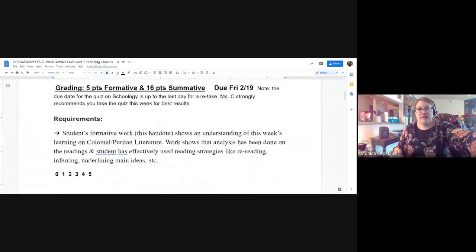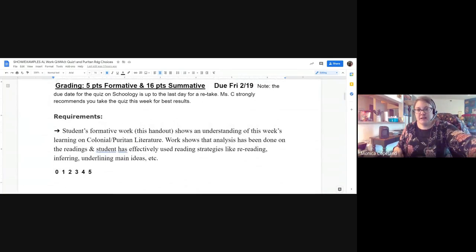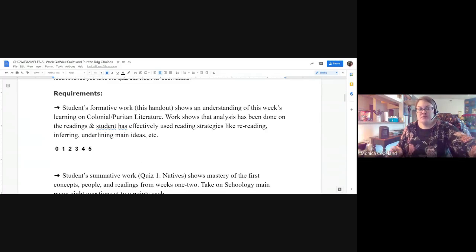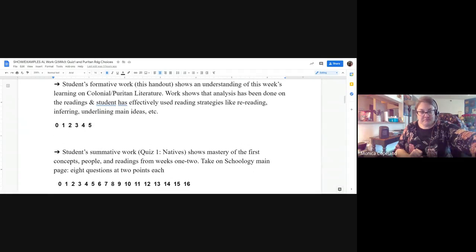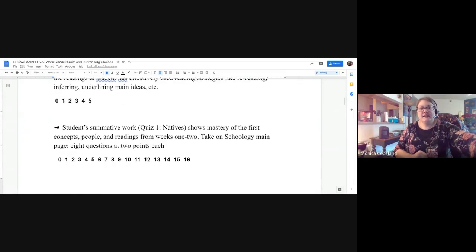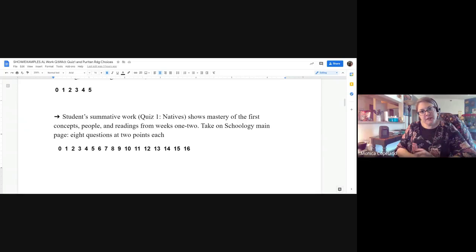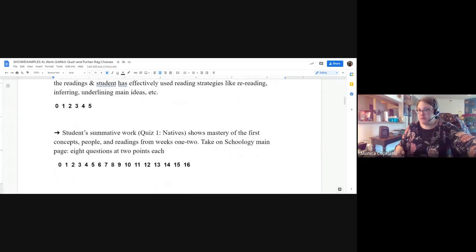All right, so this week you have 5 points on analyzing colonial literature, essentially. And then you also have quiz 1 this week. So that's summative, and that's 16 points. That's why your rubric looks a little weird this week.